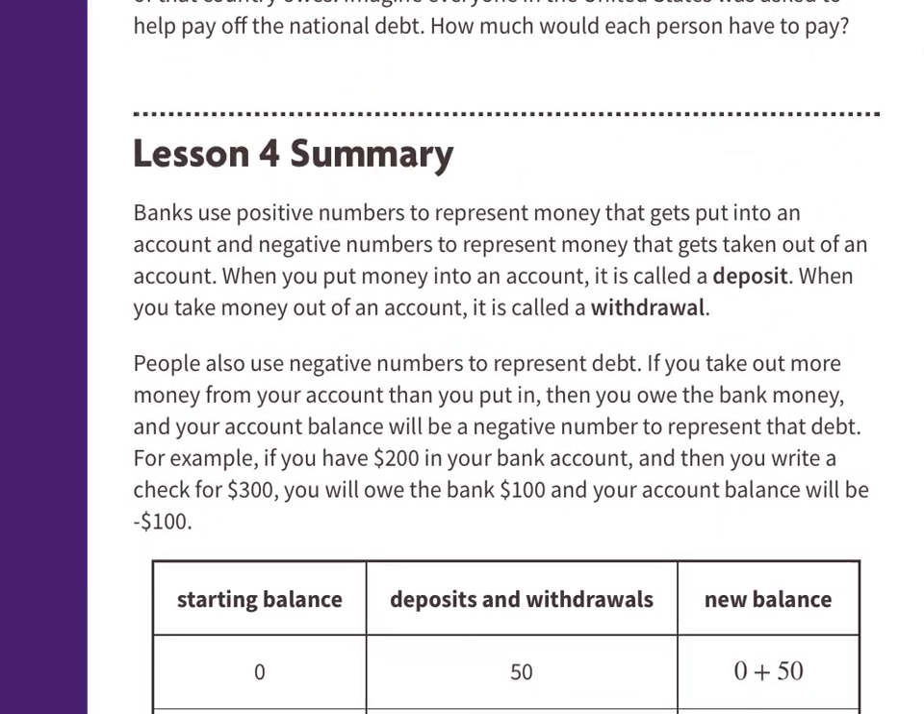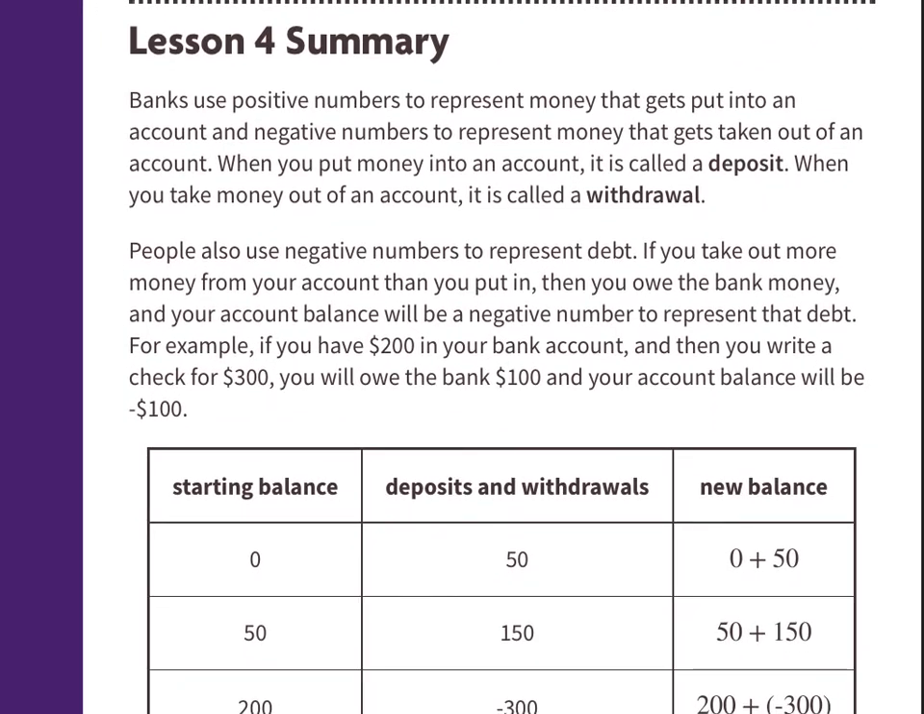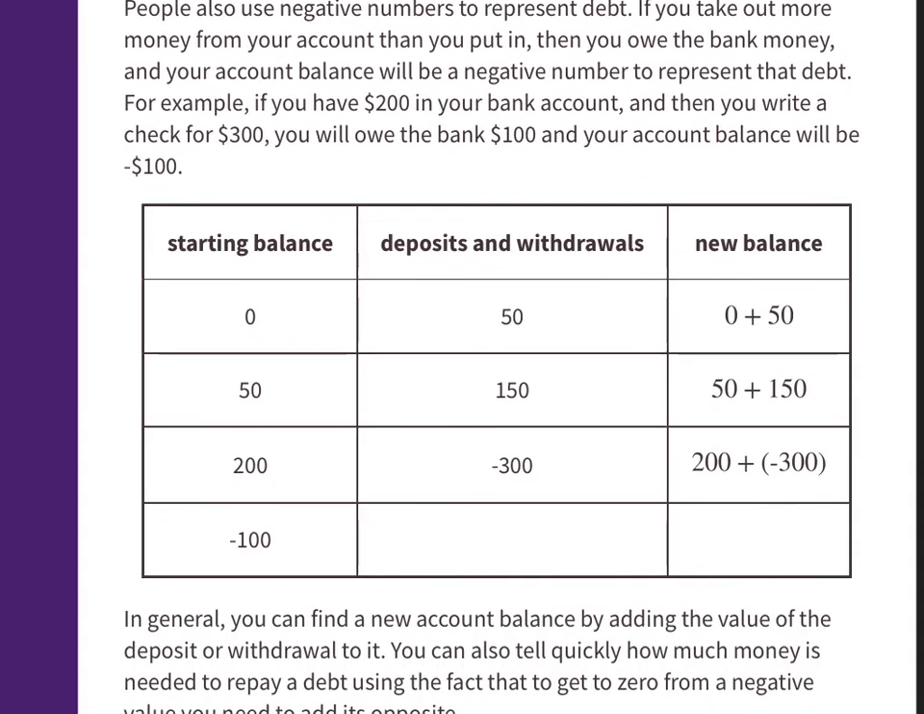So let's look at the summary on page 38. Banks use positive numbers to represent money that gets put into the account and negative numbers to represent money that gets taken out of the account. When you put money into the account, it's called a deposit. When you take money out of the account, it's called a withdrawal. People also use negative numbers to represent debt. If you take out more money from your account than you put in, you owe the bank money, and your account balance will be a negative number to represent that debt. For example, if you have $200 in your bank account and then you write a check for $300, you owe the bank $100, and so your account balance will be negative 100.